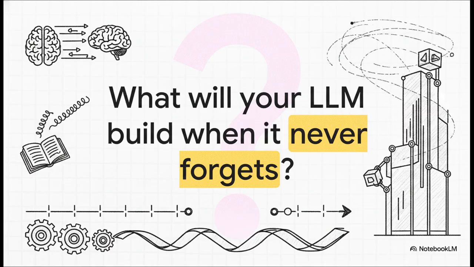I want to leave you with this provocative thought as we wrap up today. We've spent so long as developers defensively coding around token limits and memory constraints, aggressively pruning our context just to keep things running. But when token costs and context limits are completely out of the way, when you can compress aggressively and retrieve instantly, what will your LLM build when it never has to forget?